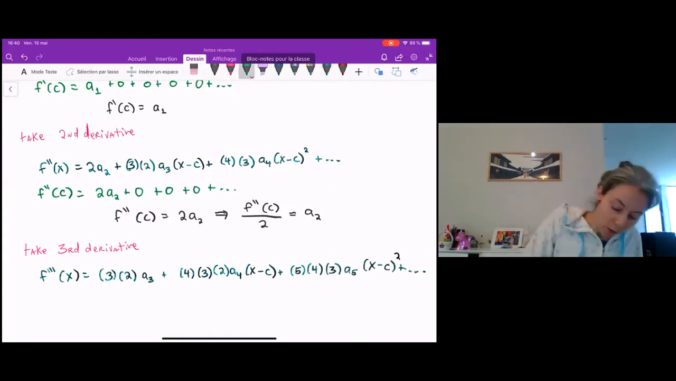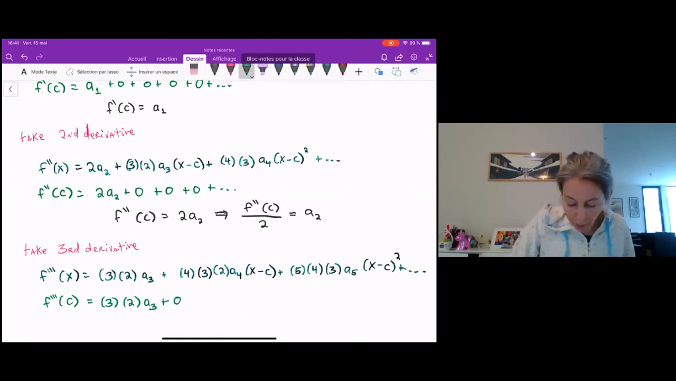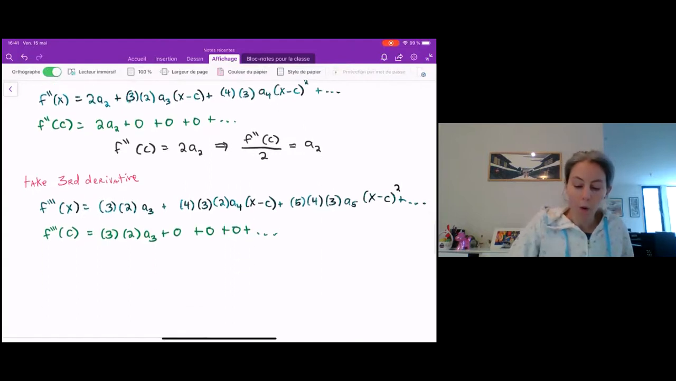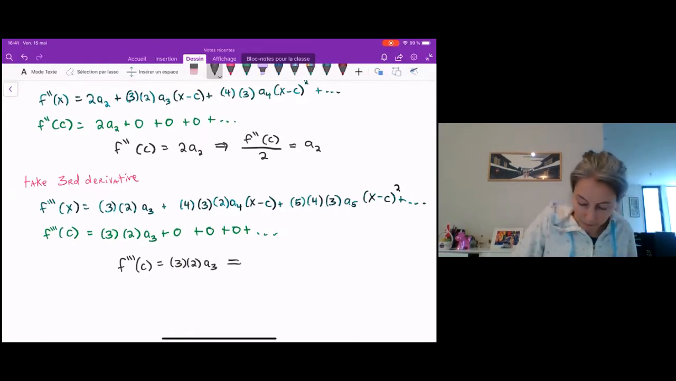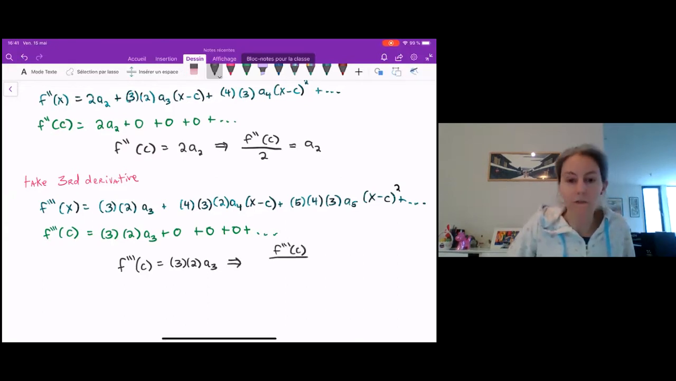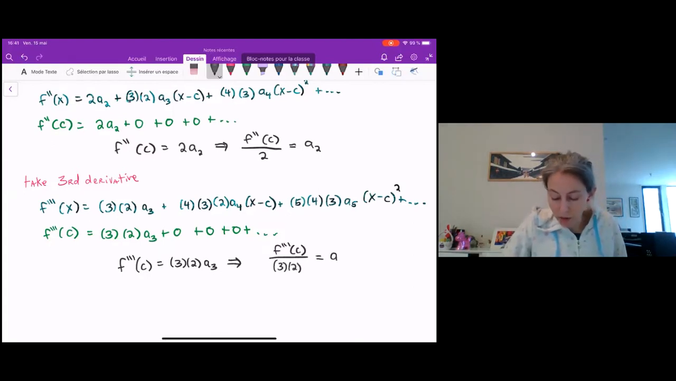So now if I evaluate this at the center, the third derivative will give me 3 times 2 times a sub 3 plus 0, plus 0, plus 0, plus 0, and so on and so forth forever. Which means that the third derivative evaluated at c is 3 times 2 times a sub 3. In other words, the third derivative at c divided by 3 times 2 is equal to a sub 3.